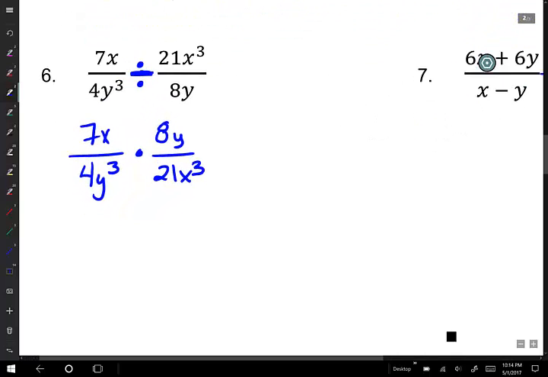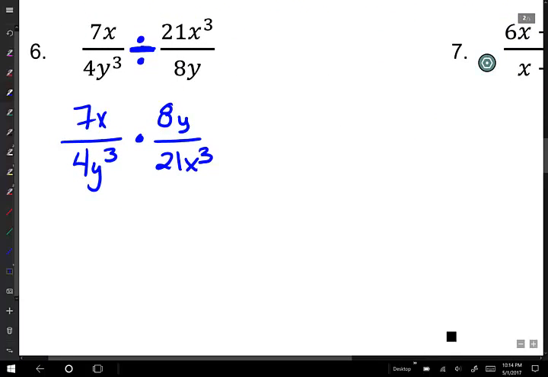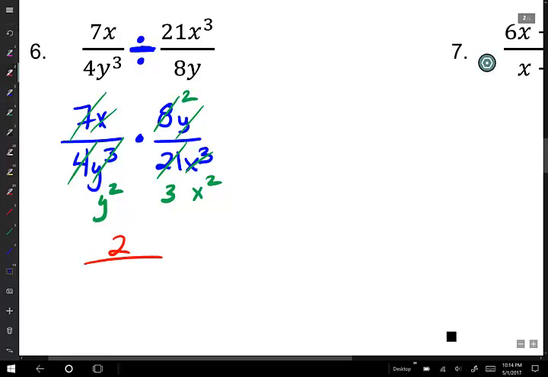Now we're going to cancel whatever's possible. Here you see the x and the x cubed cancel to x squared. The 8 and the 4 cancel to a 2. The y cubed and the y cancel to a y squared. The 7 and the 21 cancel to a 3 in the denominator. That's canceled everything. So that leaves us with a numerator of 2 and a denominator of 6x squared y squared.